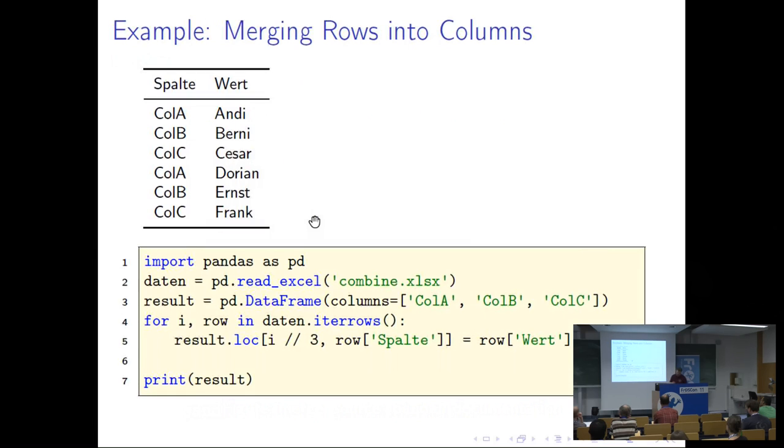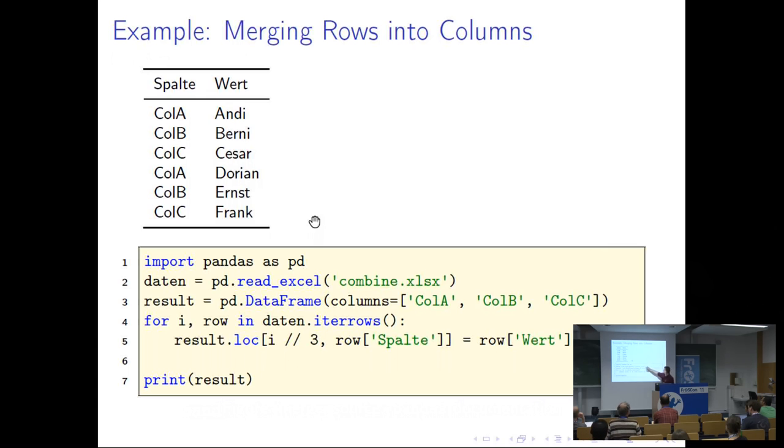OK. Here's an example that I had to do a few weeks or months ago. I had a data set where in one column the actual column name was given, and in the other column was the value. So column A actually meant column A, and column B. And I needed to somehow merge or transform that. Then I came up with a few lines of Python code.